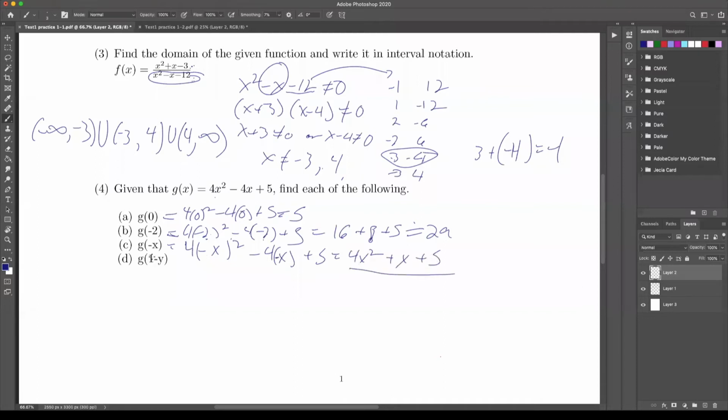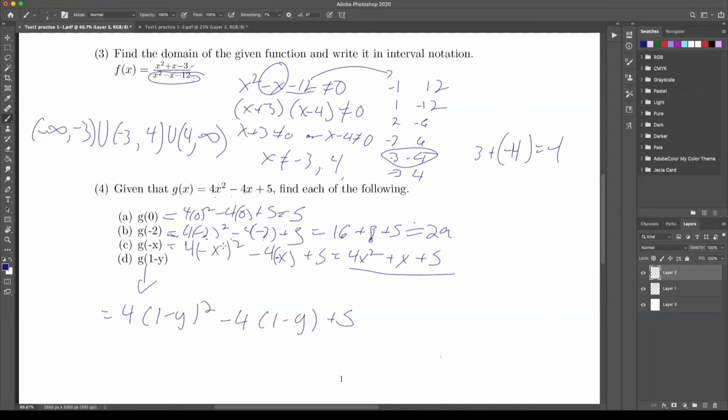It's just a polynomial. And then here I'll give myself a little more space. Here this will be equal to 4 times 1 minus y squared minus 4 times 1 minus y plus 5. And so remember, when you're plugging in values into a function, here, if g of x is equal to 4x squared minus 4x plus 5, just think of this as a template. And then here, instead of putting in x, I'm going to put in a 0. Instead of x, I'm going to put in negative 2.